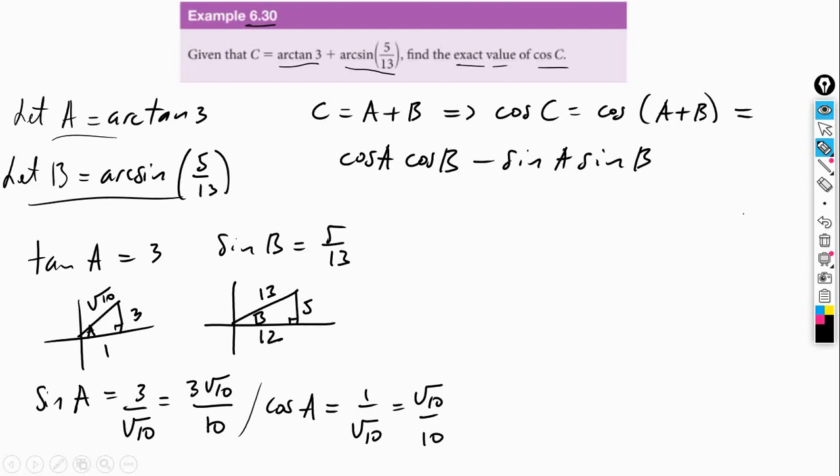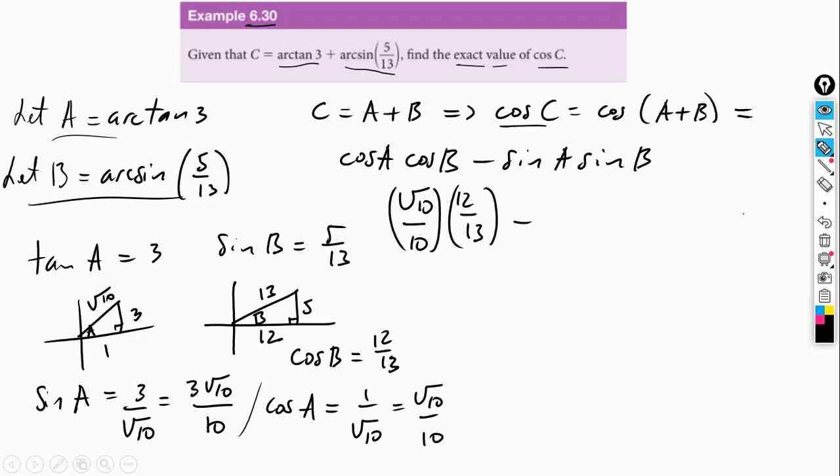So notice that that means that the cosine of B is going to equal 12 over 13. So now all we have to do is substitute in here in order to solve for the cosine of C. So cosine of C is going to equal cosine of A, which is square root of 10 over 10, times cosine of B, which is 12 over 13, minus sine of A, which we said is 3 square root of 10 over 10, and sine of B, which is 5 over 13.